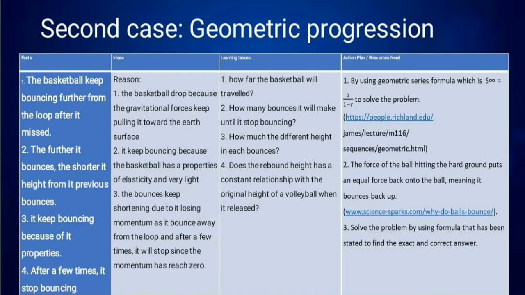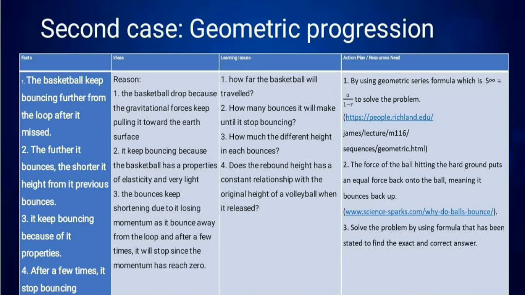There are four things we need to have in the table. First, fact. Second, ideas. Third, learning issue. And last, action plan or resource needed. Fact: The basketball keeps bouncing further from the floor after it misses. The further it bounces, the shorter its height from its previous bounces. It keeps bouncing because of its properties. After a few times, it stops bouncing.